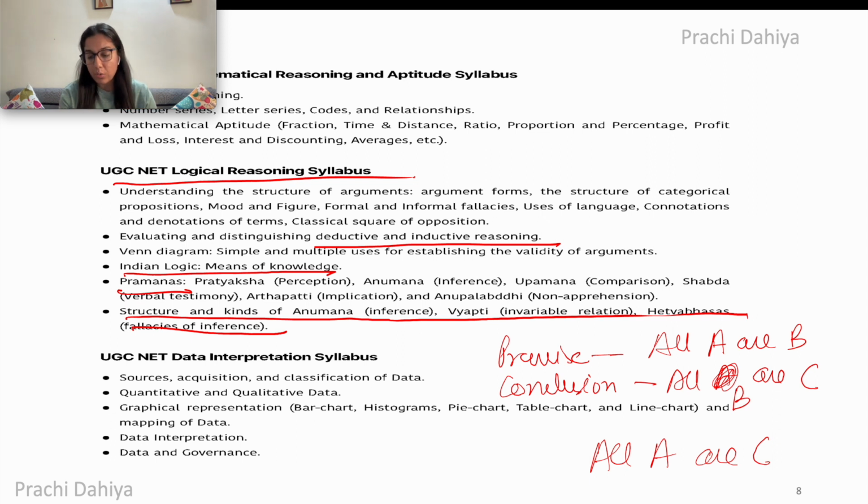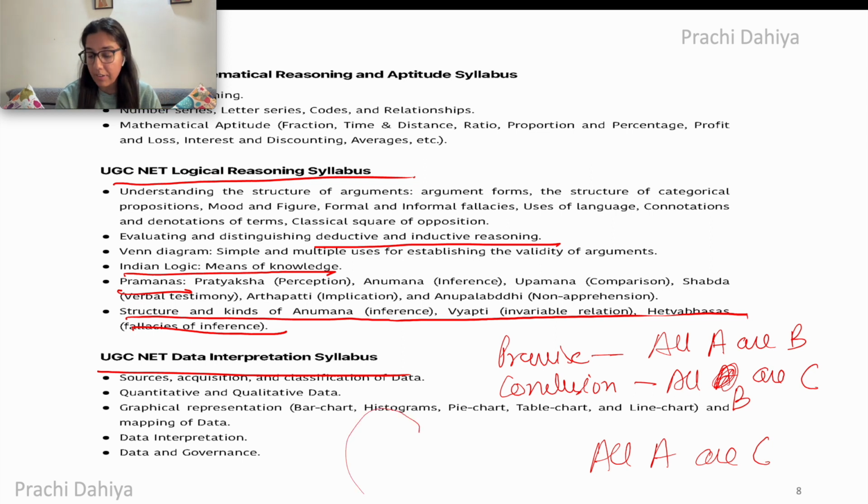Now coming to the next unit, which is the data interpretation syllabus. I have already told you that practice is the key for data interpretation. When I was preparing, I found this to be very easy because I practiced a lot of DI questions. The DI questions will include questions related to percentage, fraction, and the number system. All these will come in the DI.